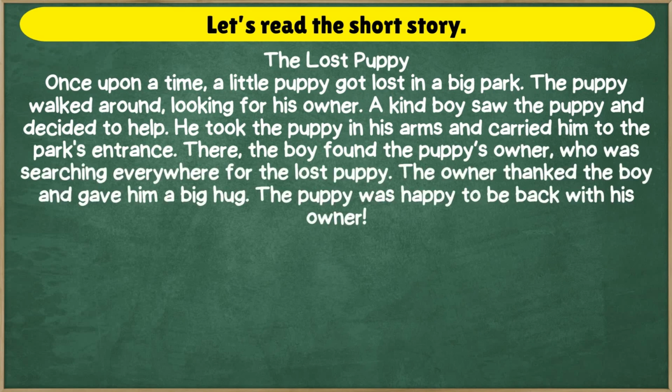The Lost Puppy. Once upon a time, a little puppy got lost in a big park. The puppy walked around, looking for his owner. A kind boy saw the puppy and decided to help. He took the puppy in his arms and carried him to the park's entrance. There, the boy found the puppy's owner, who was searching everywhere for the lost puppy. The owner thanked the boy and gave him a big hug. The puppy was happy to be back with his owner.